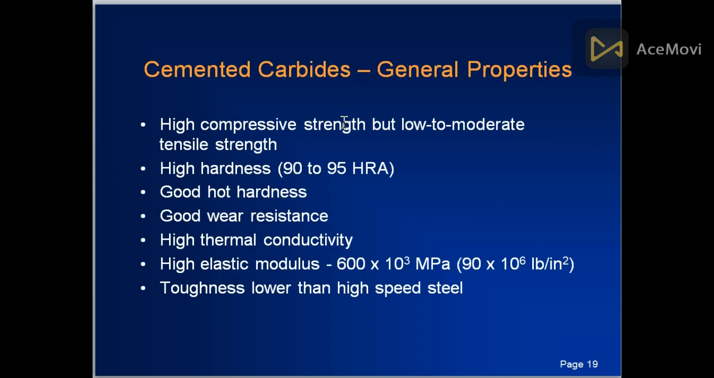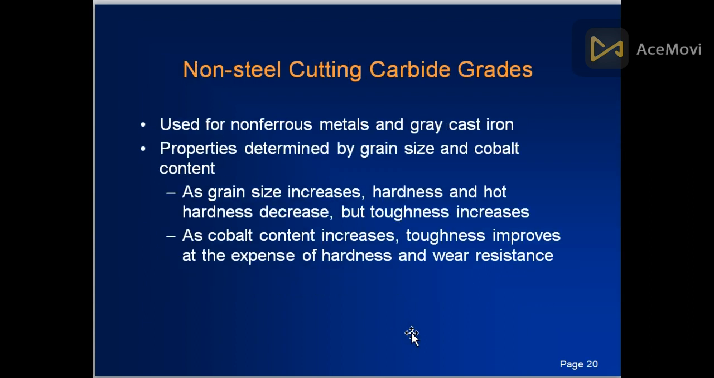Cemented carbides general properties. What are the properties? High compressive strength but low to moderate tensile strength. High hardness, good wear resistance, high thermal conductivity, high elastic modulus 600 x 10^3 megapascals, and toughness lower than high-speed steel. Non-steel cutting carbides are used for non-ferrous metals and grey cast iron, with properties determined by grain size and cobalt content. As grain size increases, hardness decreases but toughness increases. As cobalt content increases, toughness improves, and wear resistance and hardness decrease.